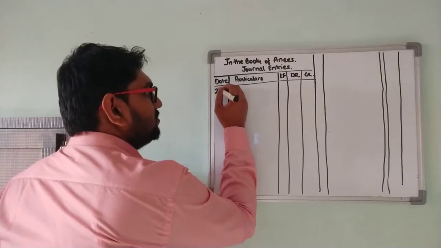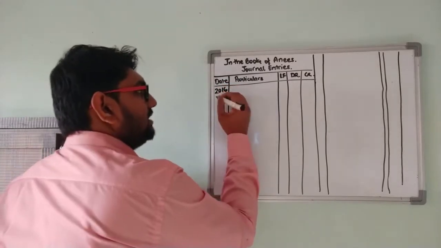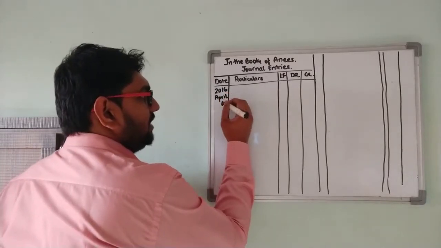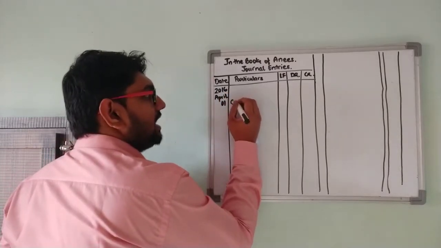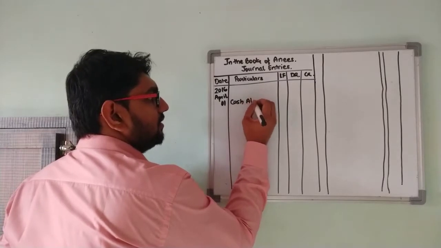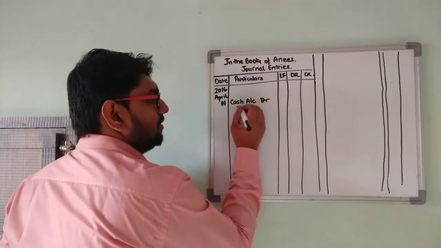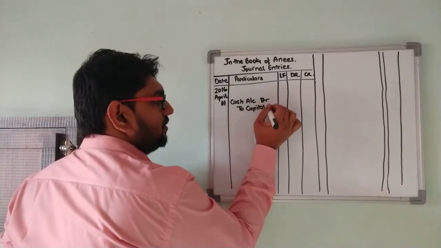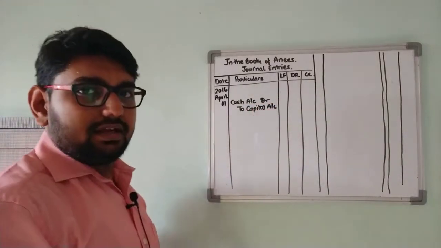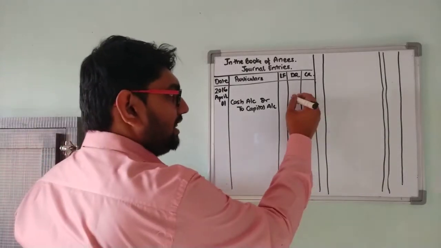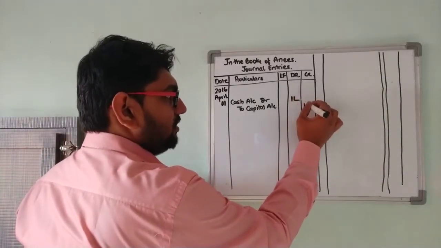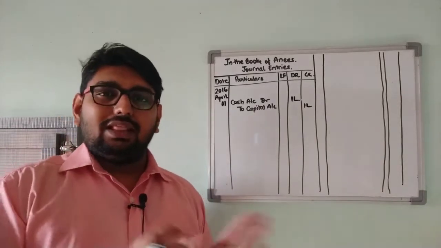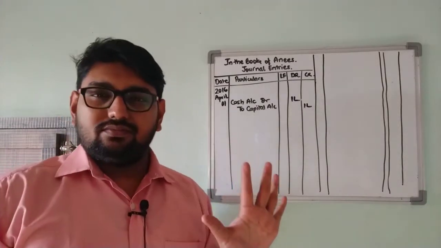So the year is 2016 and it is April. So April 1st, cash account debit to capital account. And the amount is 1 lakh. So here I am going to write 1L because I do not have space, but you have to write complete figures. So 1 lakh, 1 with 5 zeros.